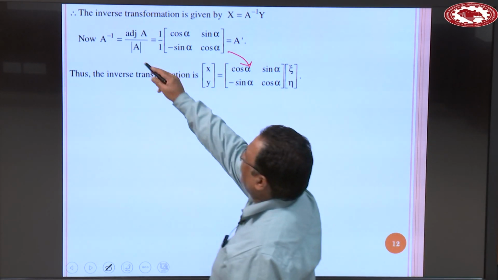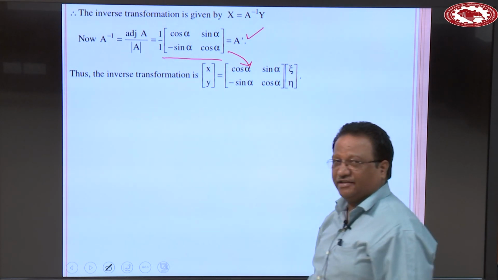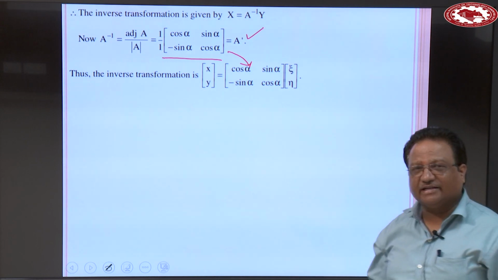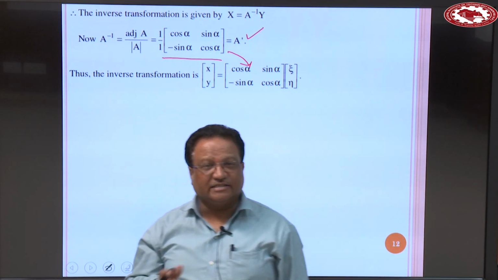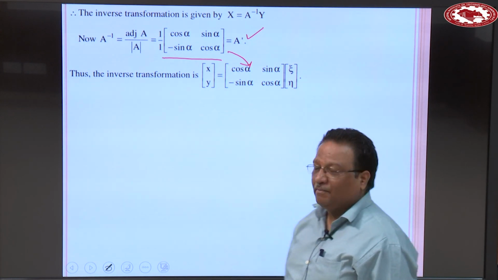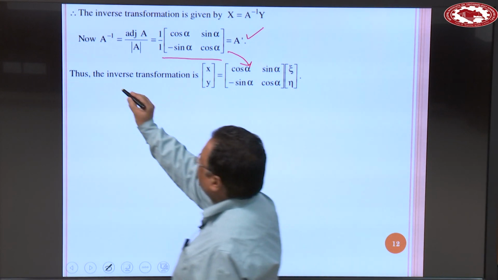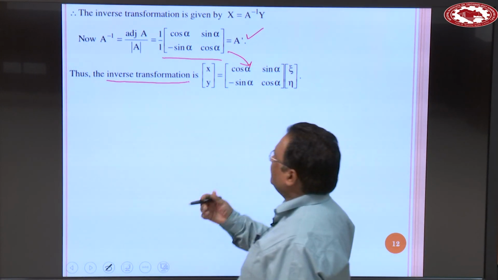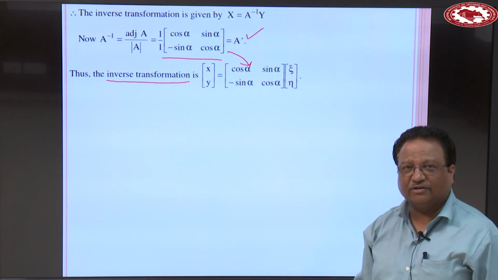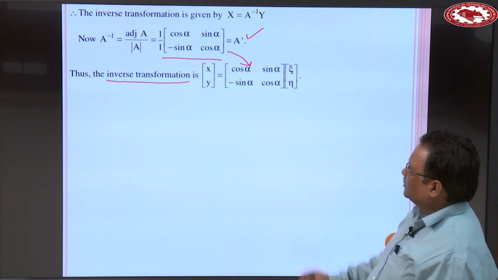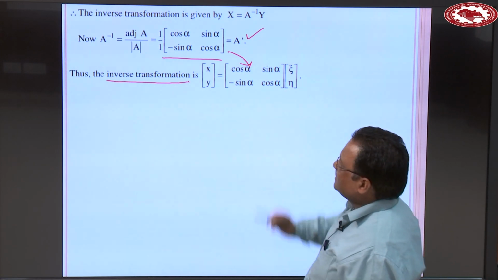When you calculate A inverse, you will get this matrix, and this matrix is nothing but A dash. Clear? So A inverse is equal to A dash. This means A A dash is equal to I, which means A is an orthogonal matrix. And when A is orthogonal, the inverse transformation can be written as x is equal to A inverse y. So x is xy and y is zeta and neta, and A inverse is this matrix.